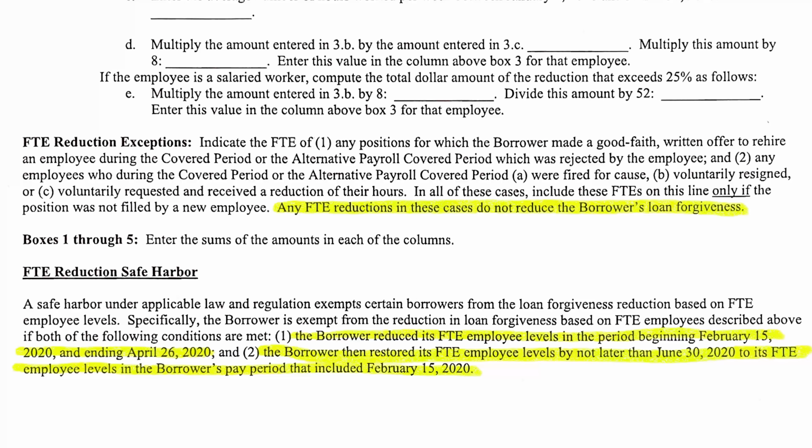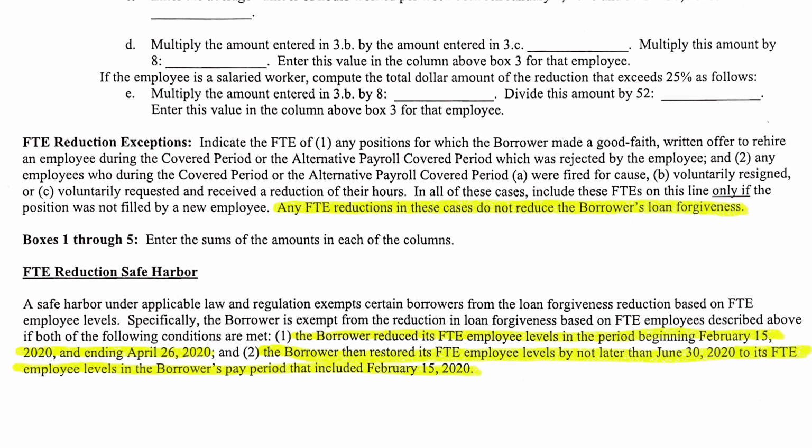And even if you couldn't do that, right above it was the reduction exemptions, where if there was a case where you had to fire somebody or voluntarily resigned or voluntarily requested and received a reduction in their hours. So if someone says, I don't want to work full time, that will also get you exempt from having to reduce the amount of PPP loan reduction. So you're going to maximize your PPP loan forgiveness. And it says any FTE reductions in these cases do not reduce the borrower's loan forgiveness.